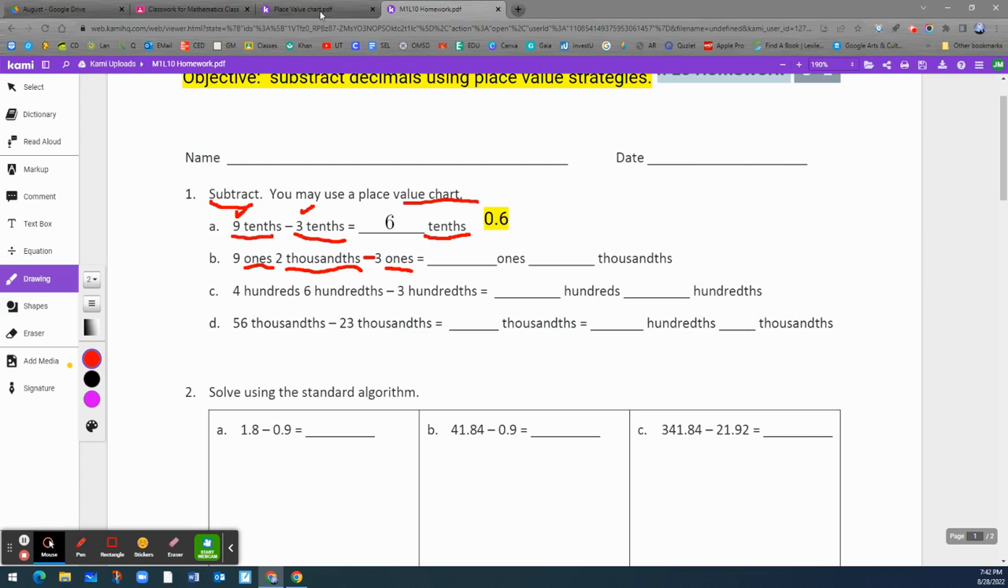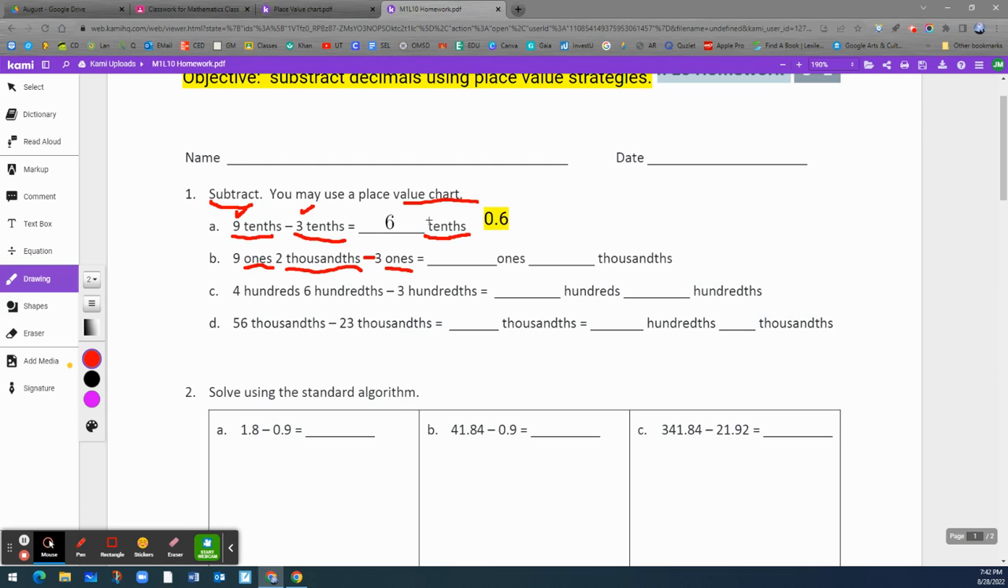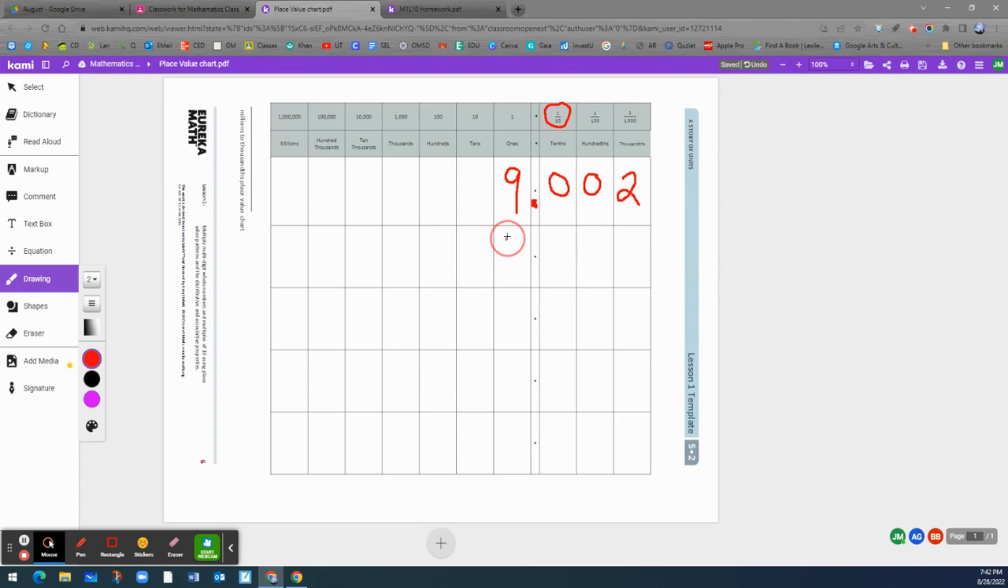9 ones and 2 thousandths. So 9 ones is right here, on that place, and 2 thousandths. So we'll write this here, and now we know that we have 0 hundredths and 0 tenths, and we're going to subtract 3 ones. So we're going to go back and place the 3 ones in the ones place, and now we're going to do the subtraction. You can also imagine that there are zeros here. There are 0 tenths, 0 hundredths, and 0 thousandths.